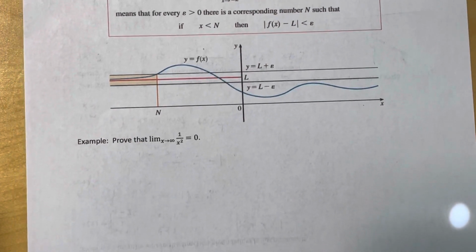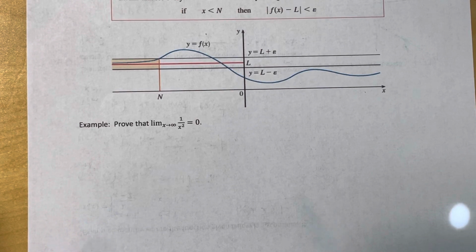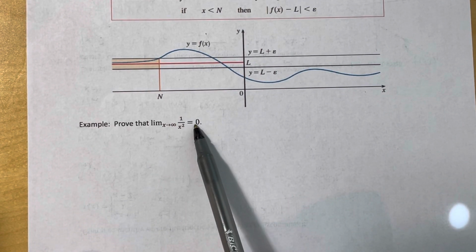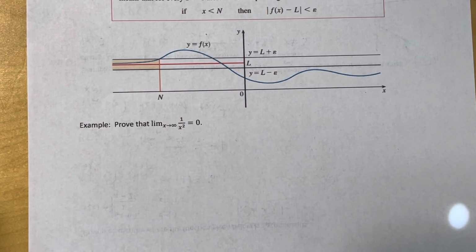So what I want to do is use this to prove that the limit as x approaches infinity of 1 over x squared is 0. Notice this is just a special case of that theorem we already talked about.